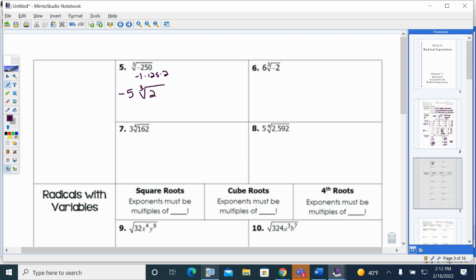On number 6, 2 is prime. So the only thing that we can do to this is bring the negative that's on the inside outside. So this one's just going to be negative 6 times the cube root of 2.